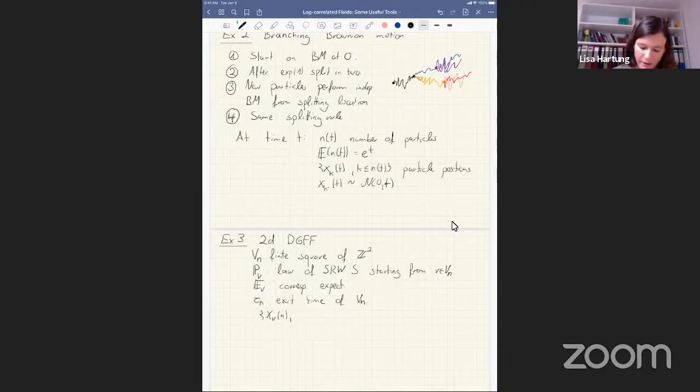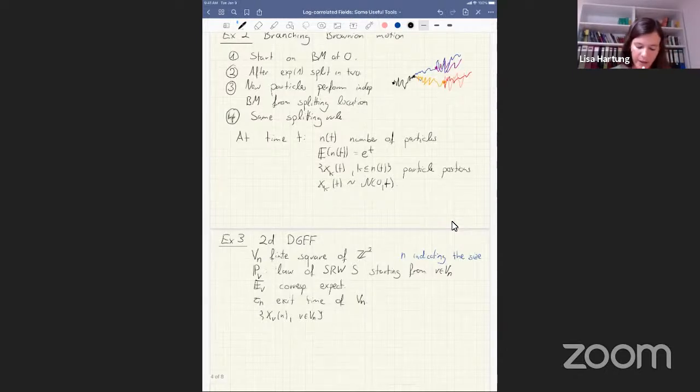V in Vn. Right? And I will be slightly sloppy here about what the n exactly is. I mean, this little n here should be somehow connected to the size of the box. I'm mentioning this more out of completeness, so I will not spend too much time on this discrete Gaussian free field. So let me be slightly sloppy here.